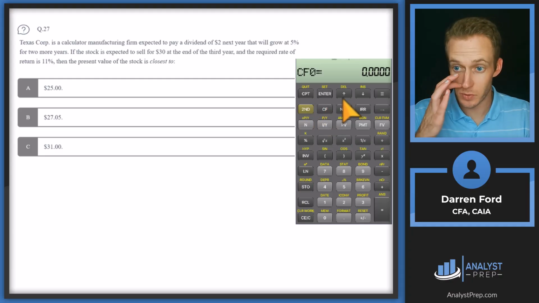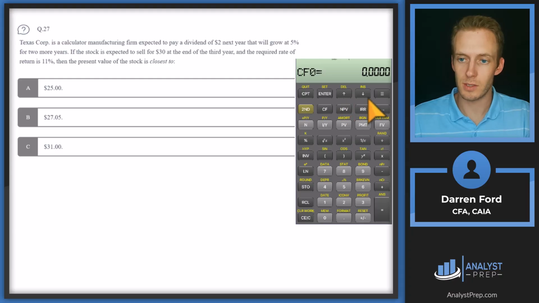Our cash flow 0 is not going to be input. And then for cash flow 1, we'll have $2 next year. So we'll hit 2, then enter. And then for cash flow 2, we're growing that dividend at 5%, so it's going to be 2 times 1.05. That's going to give us our second cash flow, which is 2.1.